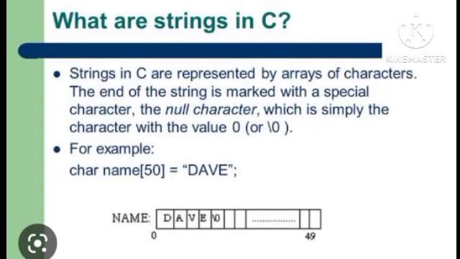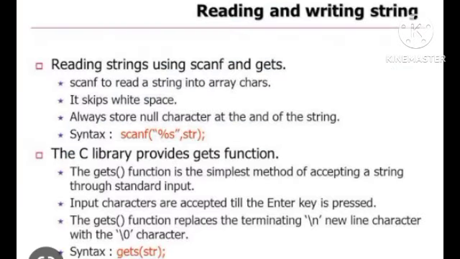First, what are strings in C? Strings in C are represented by arrays of characters. The end of the string is marked with a special character, the null character, which is simply the character with the value 0 or \0. For example, char name[50].